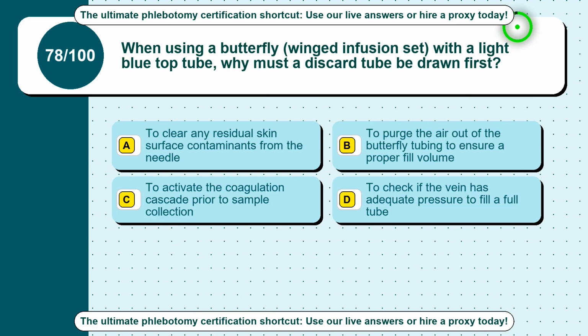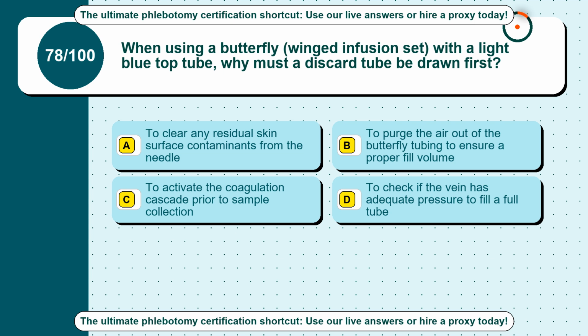Question 78. When using a butterfly winged infusion set with a light blue top tube, why must a discard tube be drawn first? Option A, to clear any residual skin surface contaminants from the needle. Option B, to purge the air out of the butterfly tubing to ensure a proper fill volume. Option C, to activate the coagulation cascade prior to sample collection.